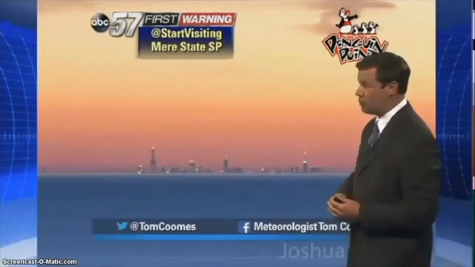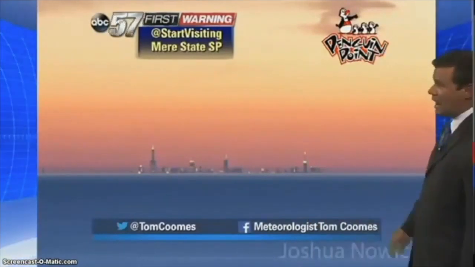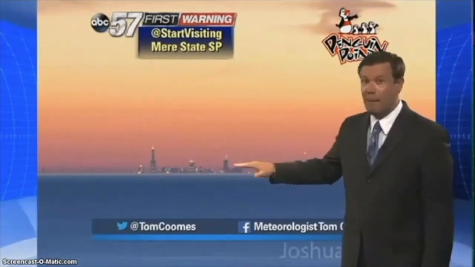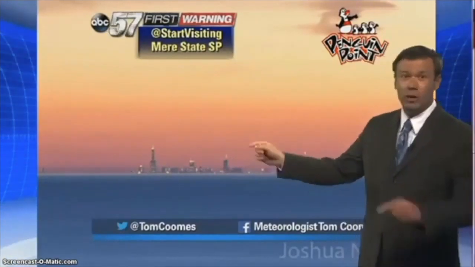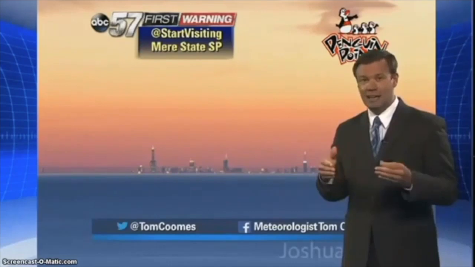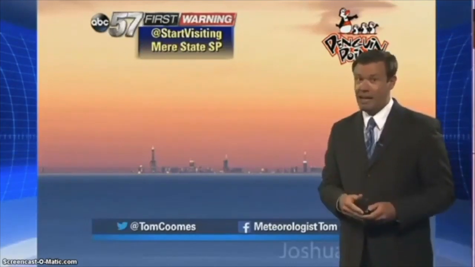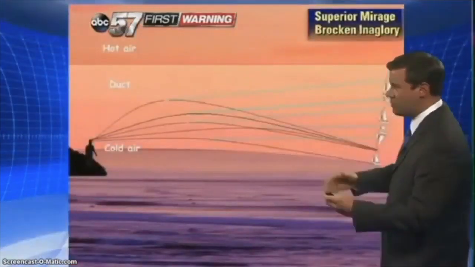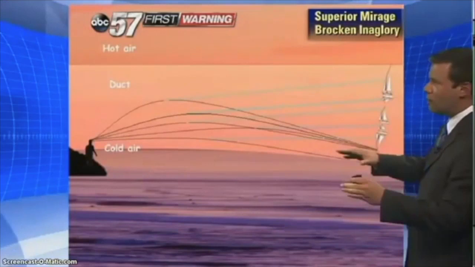Until I found this photo from Grand Mere State Park. This is from Joshua Nowicki. And what you're seeing here is a mirage. We typically would not be able to see this from the Lake Michigan shore. We talked about this last night. Conditions are right on the lake that we're actually seeing a mirage of the Chicago skyline. Very interesting here. Here's what's happening. This is a good example of a superior mirage.